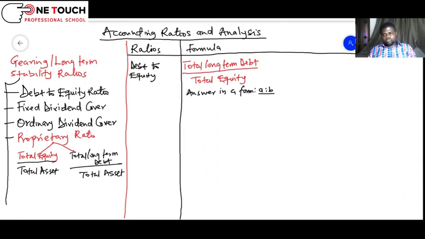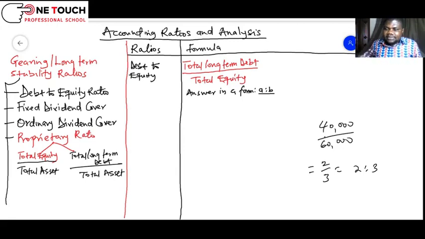Debt to equity ratio. So if it's, let's say, 40,000 over 60,000, when you cancel, you get 2/3. So debt to equity is 2:3. It means that the company is lowly geared because the debt is less than what? The equity. I'm saying that in case you have 40,000 and 60,000 as the debt and equity, then the ratio will be 2:3. This tells you that the organization is lowly geared, because the debt is lower than the equity.